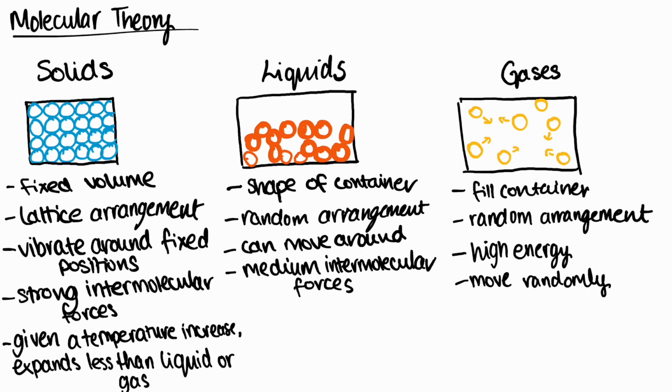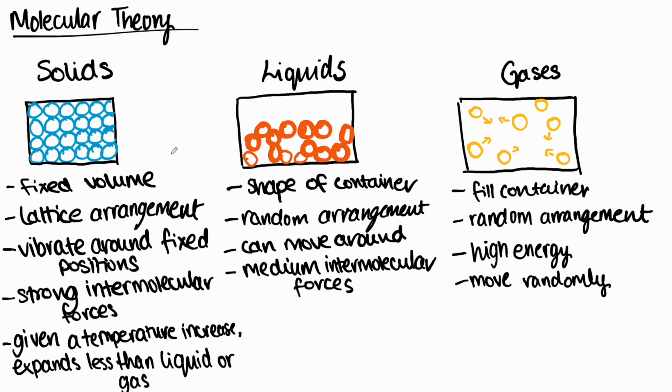So quick molecular theory, you probably already know it, so I'm going to go through it really quickly. We have solids, liquids, and gases. Here on the screen, you can see the arrangements of the particles in the 3 different phases. Solids have a fixed volume, a lattice arrangement, which is very structured and fixed, and the atoms vibrate around fixed positions, and they have strong intermolecular forces. Given a temperature increase, solids expand less than a liquid or a gas for the same temperature increase.